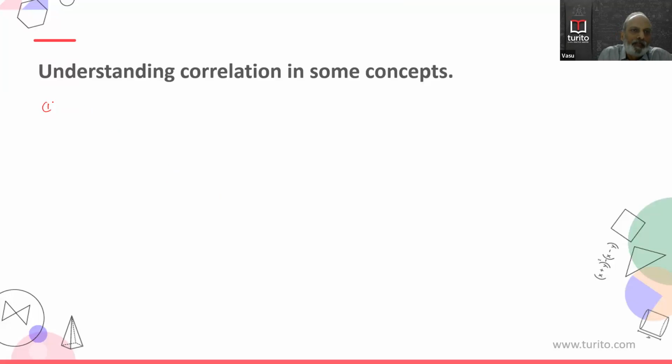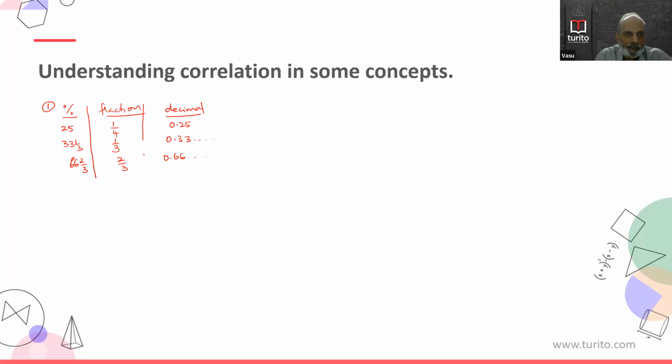Now, for example, the first one I will show is percentage, fraction, and decimal. If you have 25%, this is 1/4 as a fraction, 0.25 as a decimal. 33 1/3 percent will be taken as 1/3 as a fraction, 0.33 recurring as a decimal. Now, if you have 66 2/3 percent, it is 2/3 as a fraction, and this is 0.66 recurring. So one has to correlate percentage, fraction, and decimal.